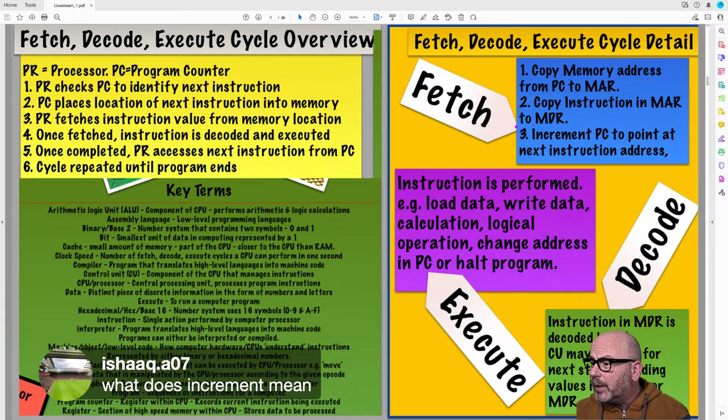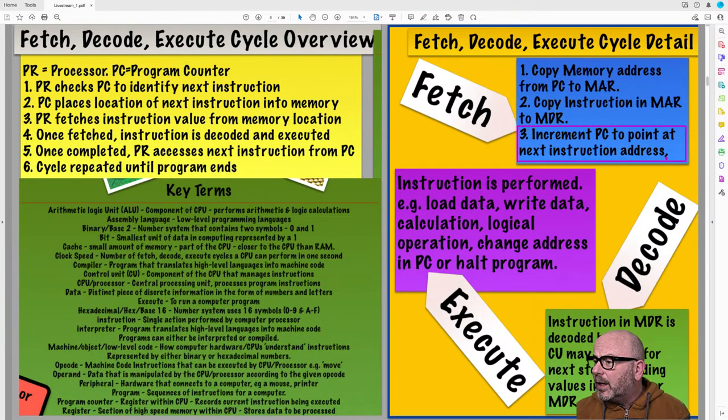Increment means increasing. So when it increments by one, it's increasing it by one. So it's a counter. So this is this bit here, where it says increment PC to point at next instruction. So literally the program counter is pointing at the instruction and going, it's this one, now it's this one, or this is the next one, this is the next one, the next one. That's literally all that it's doing. The program counter is pointing towards the next instruction. So that's what the PC does.